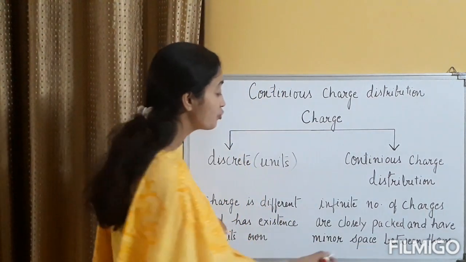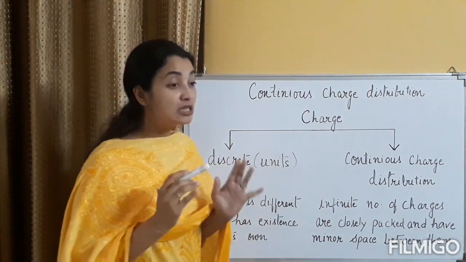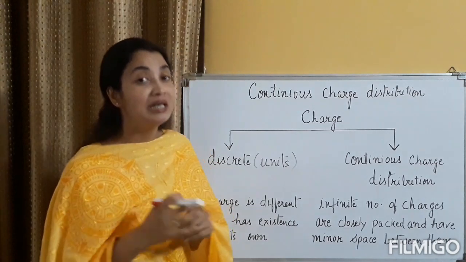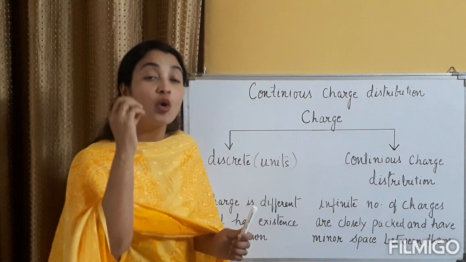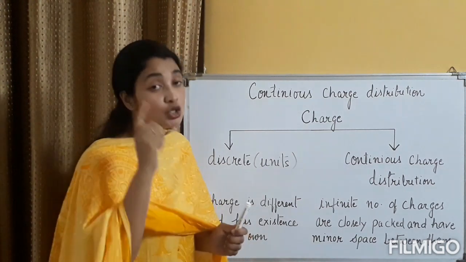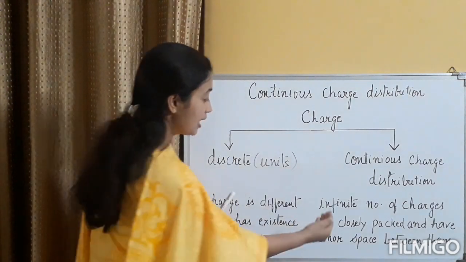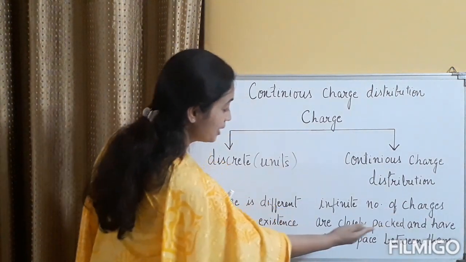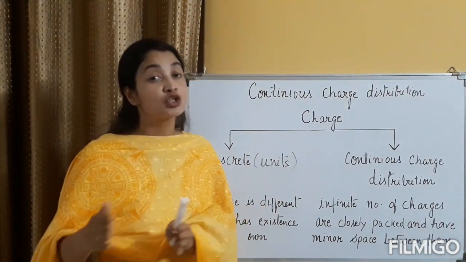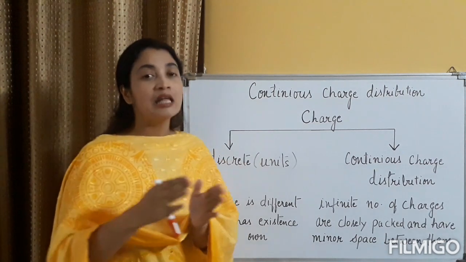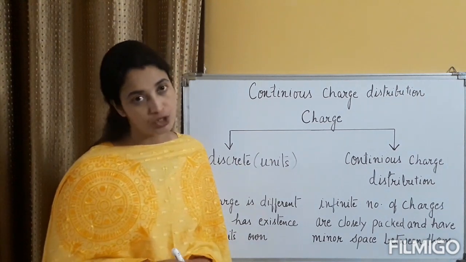When we use the words closely packed, we are not talking in terms of centimeters or millimeters. We are talking about a distance of micrometers or even less than that. So you can understand, 10 to the power minus 6 meters, such a small distance, they have a close-pack arrangement and minor space between them. If such is the distribution of charge on any object, we say that the distribution is continuous charge distribution.